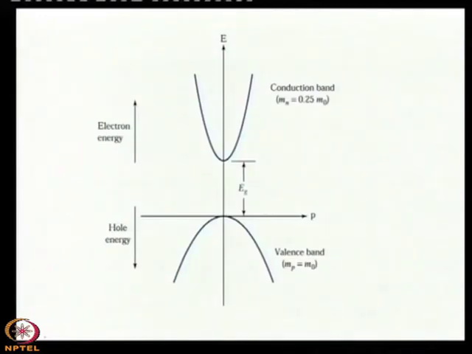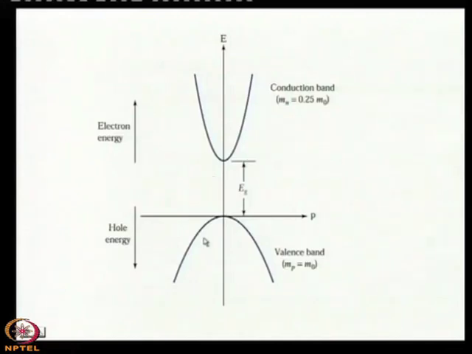Because we are talking about the valence band and the conduction band. If you look at this PowerPoint slide, you will see that there are two bands. We have discussed it in my last class also. The upper one is known as the conduction band, and the lower one is the valence band. They are separated by a gap, which is known as the band gap of the material.